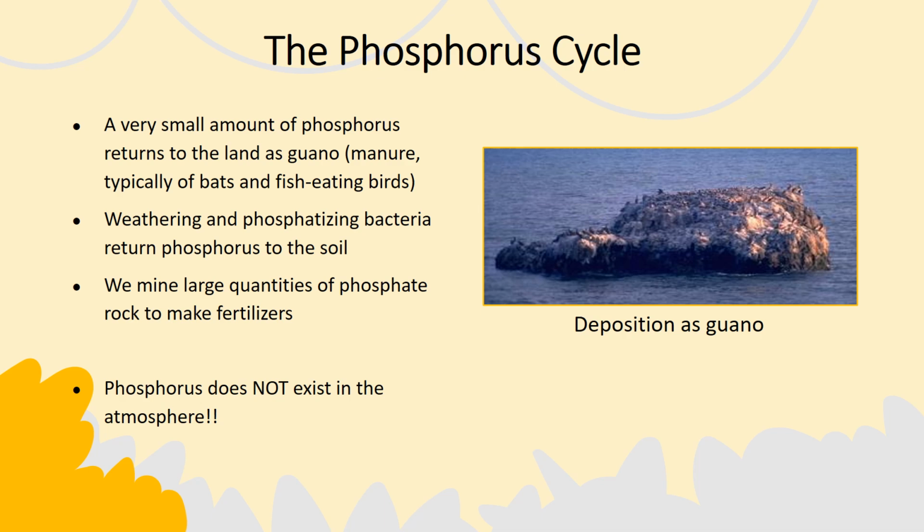Now, we of course mine large quantities of phosphorus to make fertilizers. Again, making synthetic fertilizers uses a lot of energy, but we can mine that from the rock that it's locked up in, which we'll get to in a moment. However, I want to reiterate again, if you didn't notice, that this is super important: phosphorus does not exist in the atmosphere.